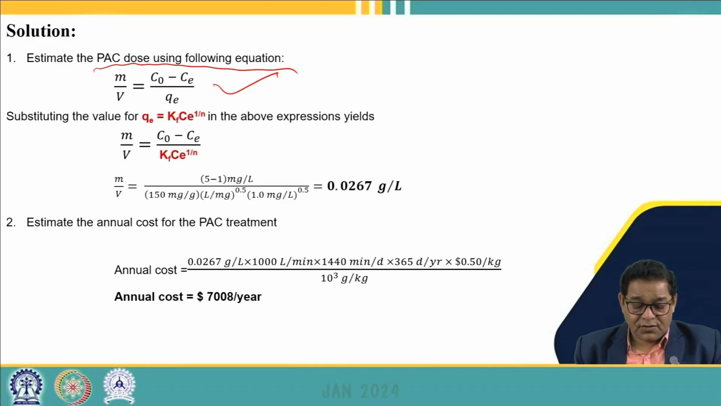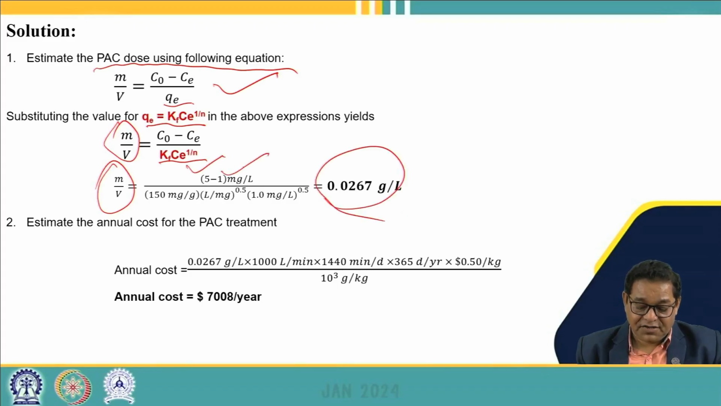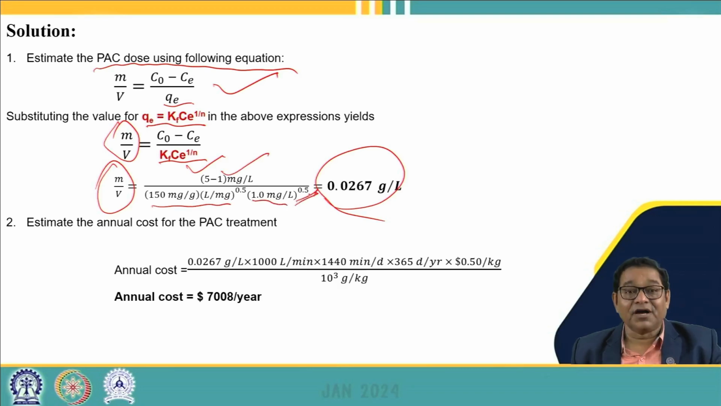So this is M by V equal to C0 minus C by QE. QE, if we put equal to KF C raised to the power 1 by N, then in the equation form, C0 minus C will be equal to KF into C raised to the power 1 by N. By this we can get the M by V value. This M by V value comes from putting in the values of C0 minus C, then KF, then C, and then 1 by N. After putting in these values, we get the PAC dose, which is equal to 0.0267 gram per liter.